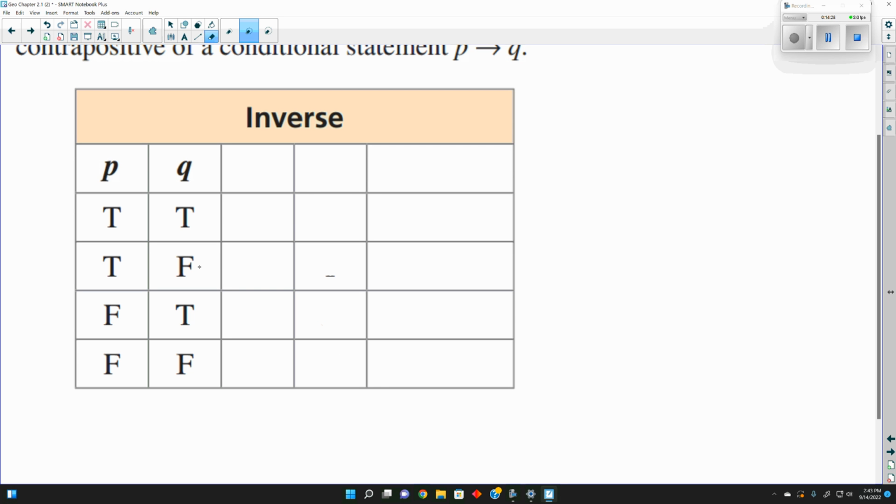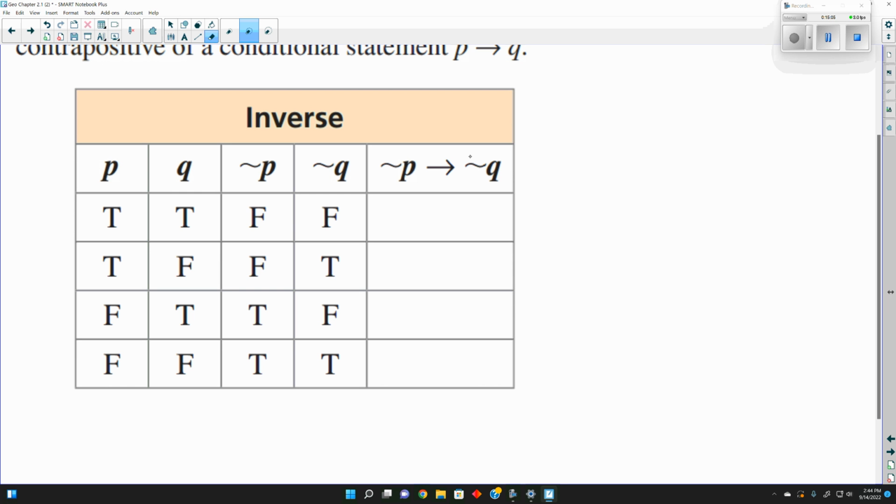Now the inverse, we are negating both P and Q. We're doing the opposite. Because we have not P and not Q. So if we do not P, so it's switching it. So instead of the first two, it would be false, false, and the second two would be true, true. And we would flip Q as well. So the inverse is not P implies not Q.